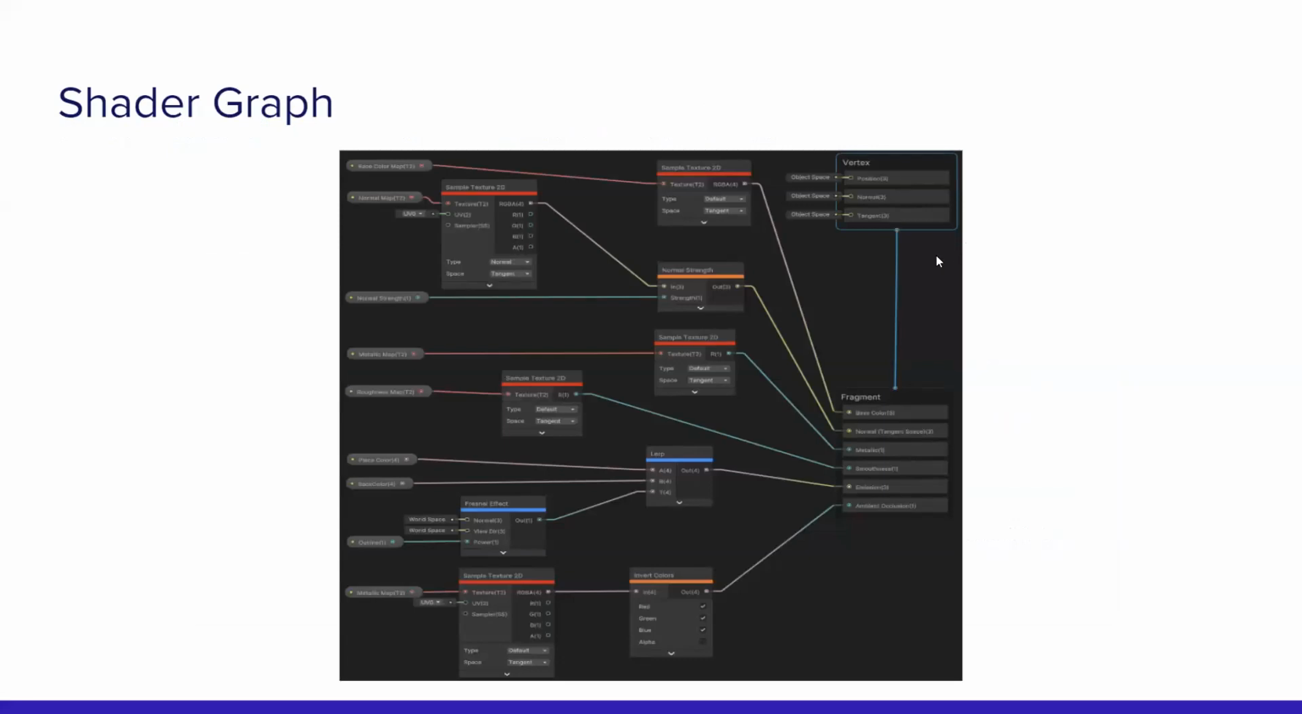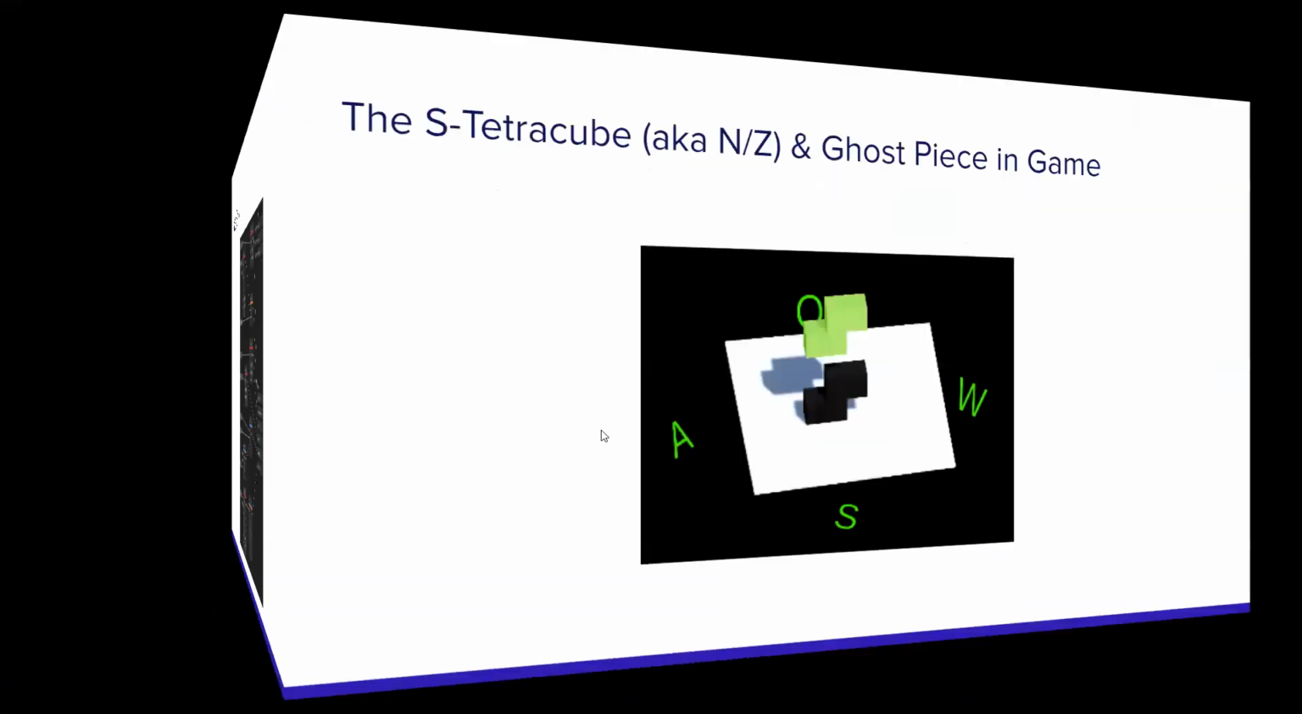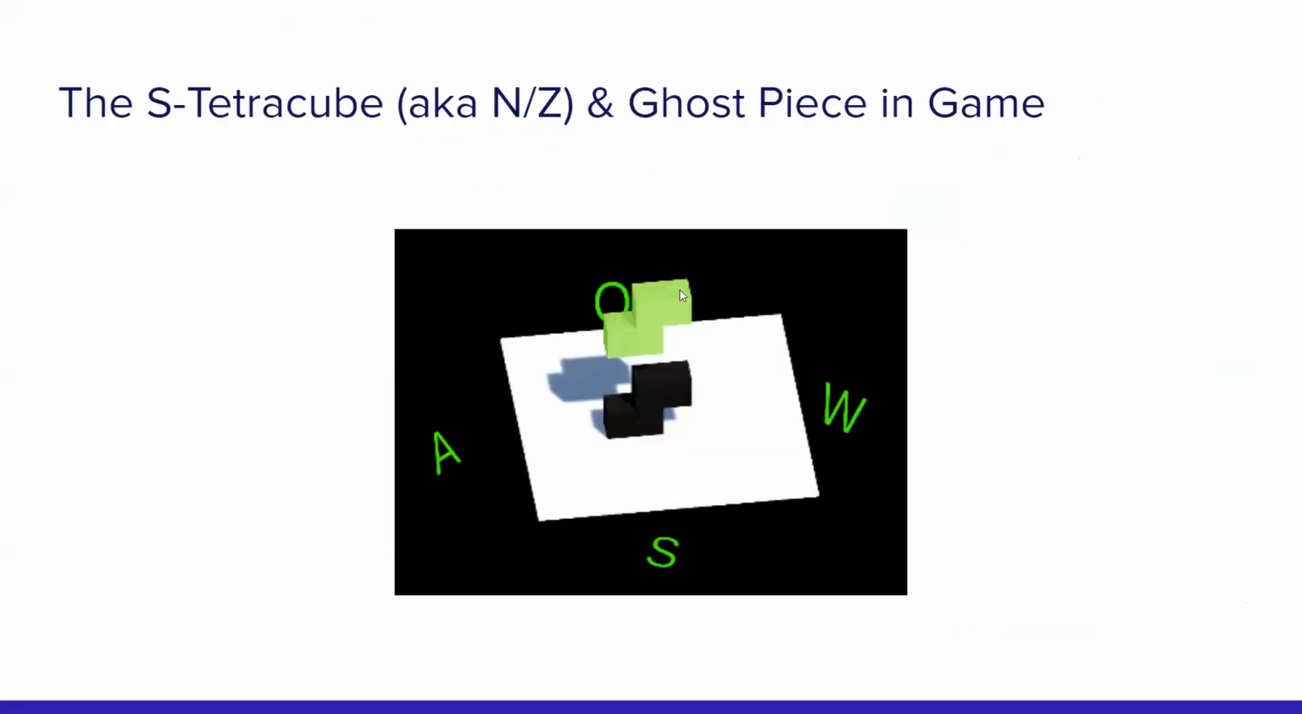This is the graph of the shader I used for the tetracubes. It is a little complex though. Shown is the shader in action with an S tetracube, aka N or Z. And in black is the ghost piece. The gray is just shadows from the light sources in Unity, native that is.